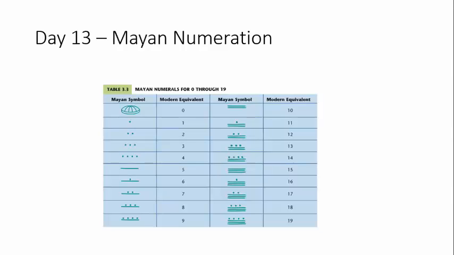And then 10 is 2 sticks. And then you add dots. 15 is 3 sticks. And we add more dots. 19 is 3 sticks and 4 dots. It'd be 3 5s and 4 1s. Interesting number system here.